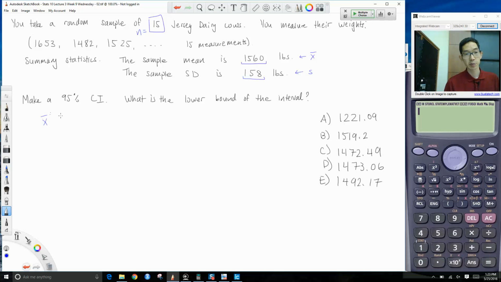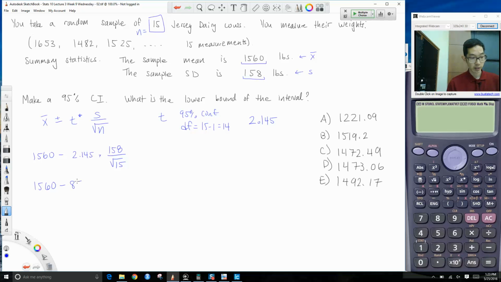So all we're going to do is just plug this in to x bar plus or minus t star times s over the square root of n. We look up t with a 95% confidence and degrees of freedom equal to 15 minus 1, or 14. And so we get 2.145 as our t star. So I have 1560 minus 2.145 times 158 divided by the square root of 15. I end up getting 1560 minus 87.51. And that leads me to 1472.49.